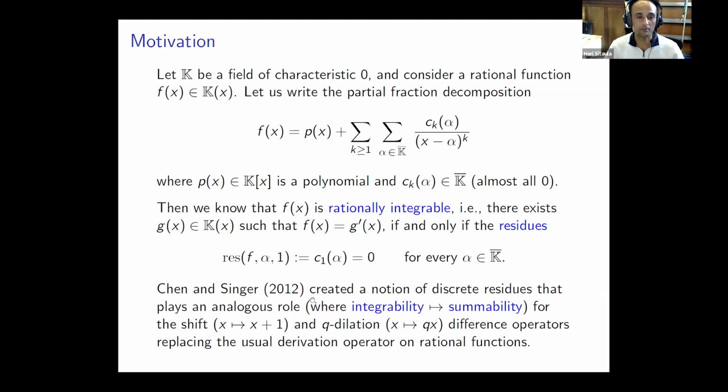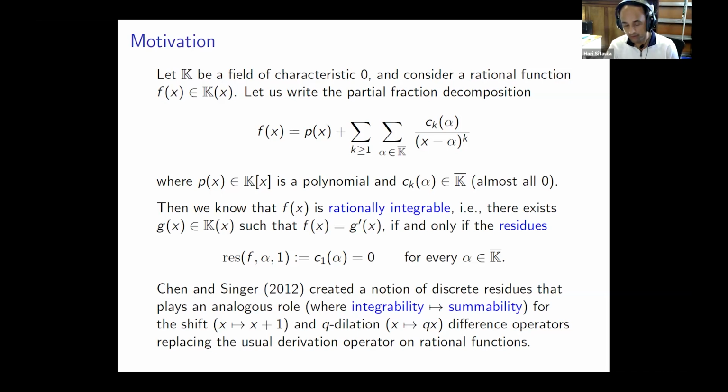Now, back in 2012, Chen and Singer created the notion of the discrete residue of the rational function, which is analogous to the continuous, or classical, residue of the rational function, but there are some differences. For example, integrability in the continuous case is replaced by summability in the shift case, and the traditional derivation operator has been replaced by the q-dilation operator in the q-discrete case. But because of time restriction, I will not be able to discuss the q-dilation case and the q-discrete residue of the rational function. So I will be discussing the algorithm to compute the discrete residue of the rational function in the shift case.